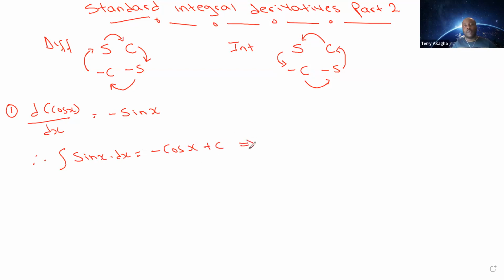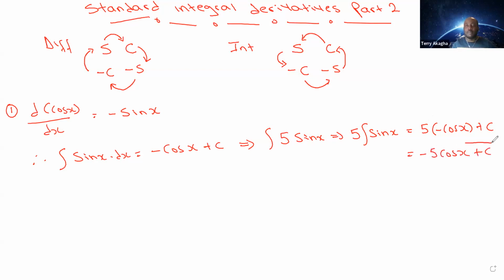So if, for instance, you're integrating 5 sine x, like I told you, you bring out the constant 5. Integrating sine x is going to give you minus cos x. So it's going to give you 5 times minus cos x plus c. I can write this better as minus 5 cos x plus c. That's how you solve that.